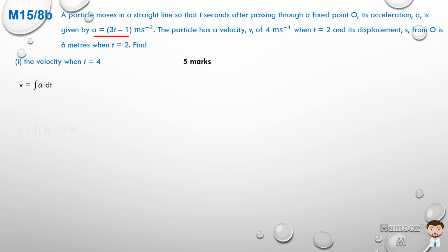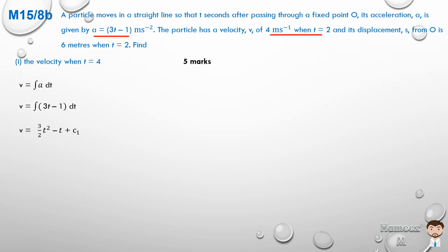And if we substitute for a, it will be v is equal to the integral of 3t minus 1 dt, which gives us 3t squared on 2 minus t plus c1, the constant of integration. And we want to find velocity when t is equal to 4. So right now we have 3 unknowns, v, t, and c1.